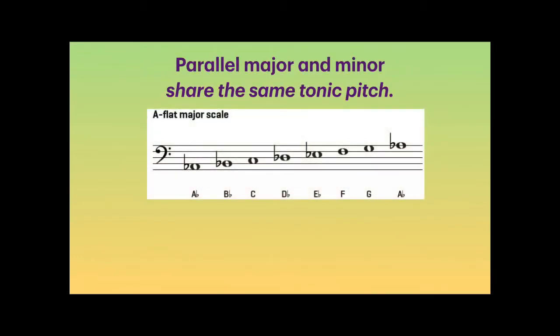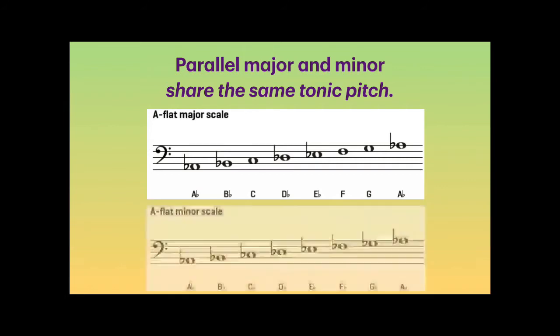This is an A-flat major scale. It starts and ends on tonic, which is A-flat. It has the key signature of A-flat major, which is 4 flats. This is an A-flat minor scale. It starts and ends on A-flat, which is tonic, but it has a different key signature. A-flat major and A-flat minor are parallel keys. They share the same tonic, but they have different key signatures.